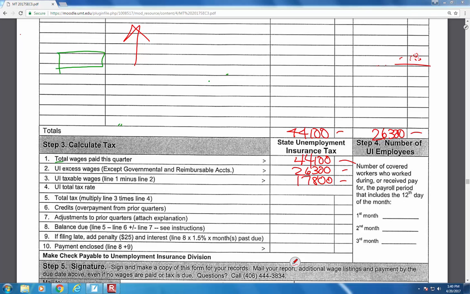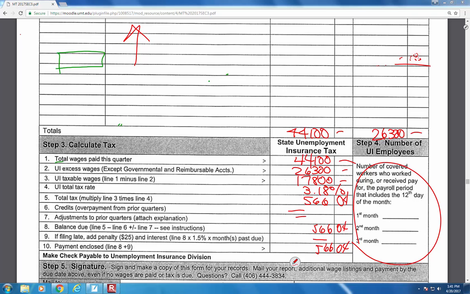Line 4, what's your rate? Multiply those numbers together. Total tax. No credits, no adjustments. Write a check for $566.04. I'm not late. There's no penalties. $566.04. And fill out how many employees you had per month.